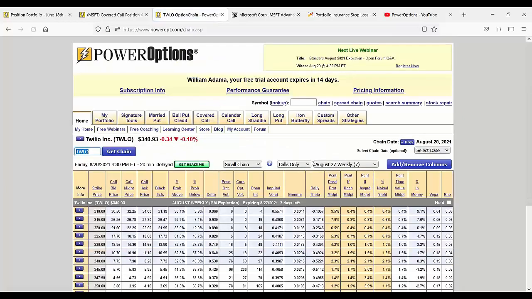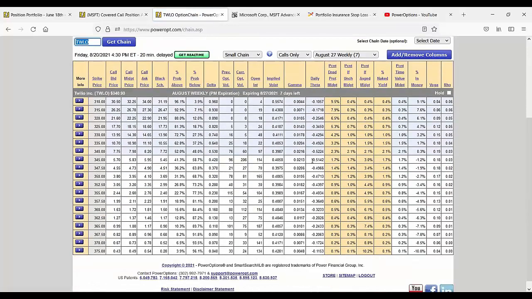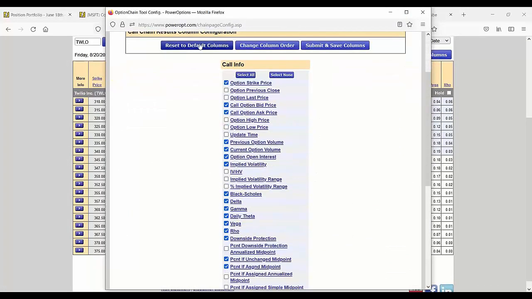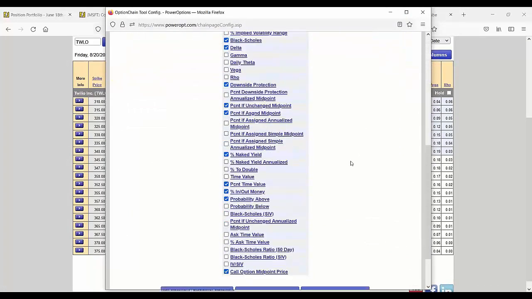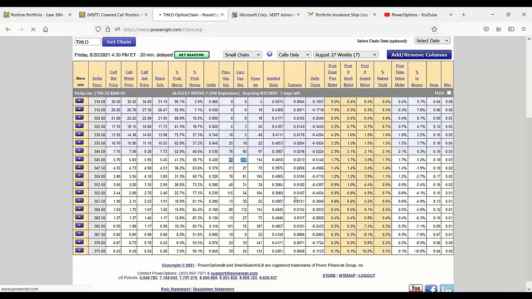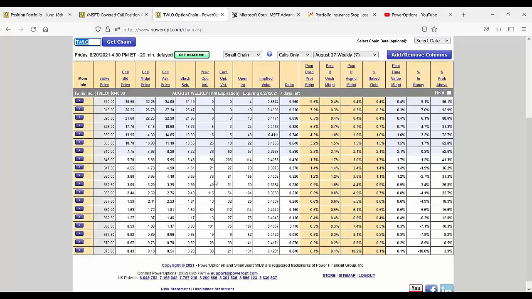Now we're going out weekly. Okay, so we'll go 1 week. And why is this important? Well, ignoring everything else I have here for the open interest, probability above, below, delta, all these things you can add through this add remove columns feature, any data that you want. I'm going to reset to default to clean this up a little bit for us. We can always add those back in. Okay. All right. So this is a little cleaner.